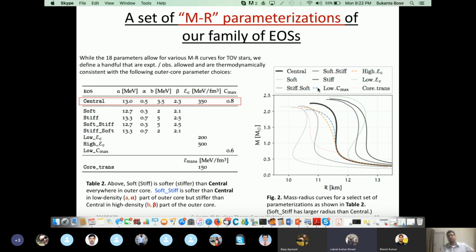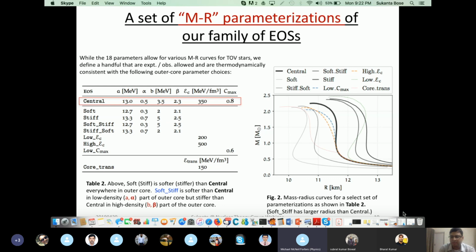Another question is, how do you decide the transition density from one region to another region, like from the inner core to the outer crust? How do you decide that transition density? Do you want me to take this, Sukanta? Yeah. Professor Michael Forbes is here from Washington State University. I'll let him answer this question.